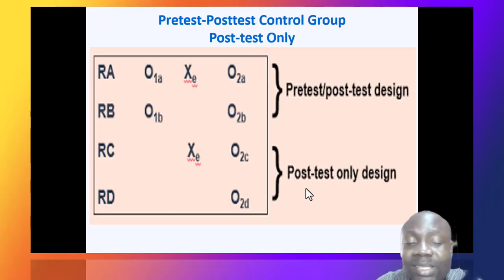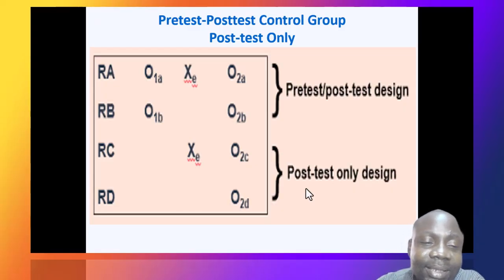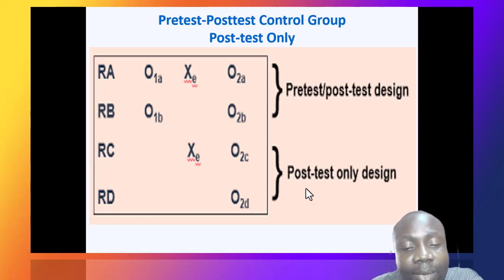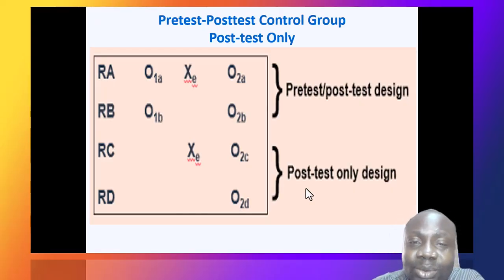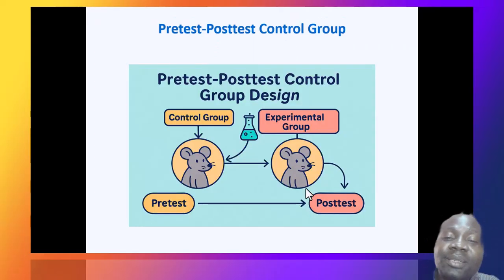But in the post-test only design, we have something different because there is no pre-test. You can see there is nothing in RC and RD. All we have is this X subscript E, which signifies the treatment, and we have the O2C, which is the observation, and we have RD, which is O2D, which is the observation of the control. So that is the difference between the post-test control group and the pre-test, post-test control group experimental design.